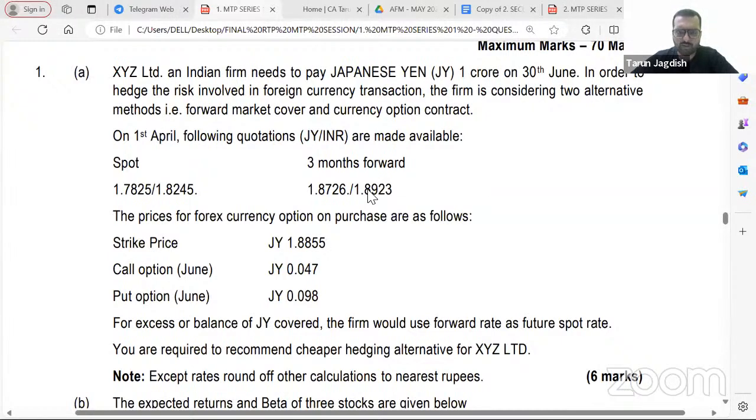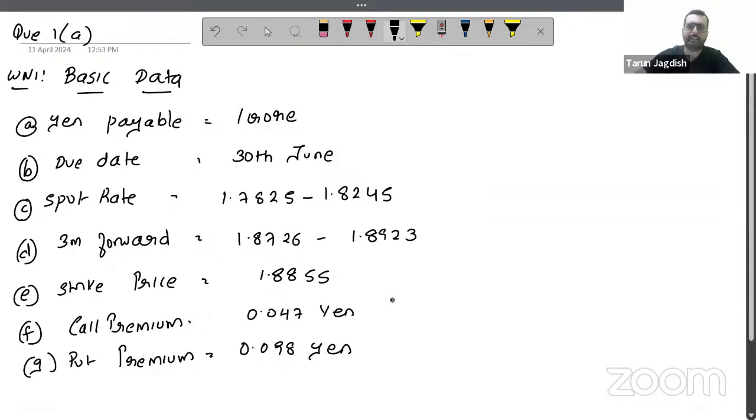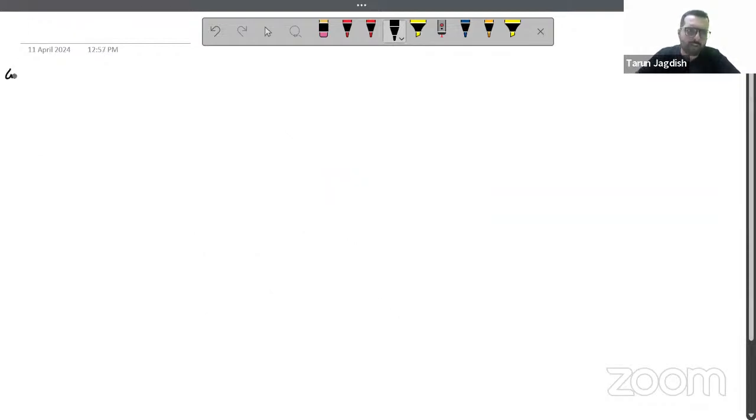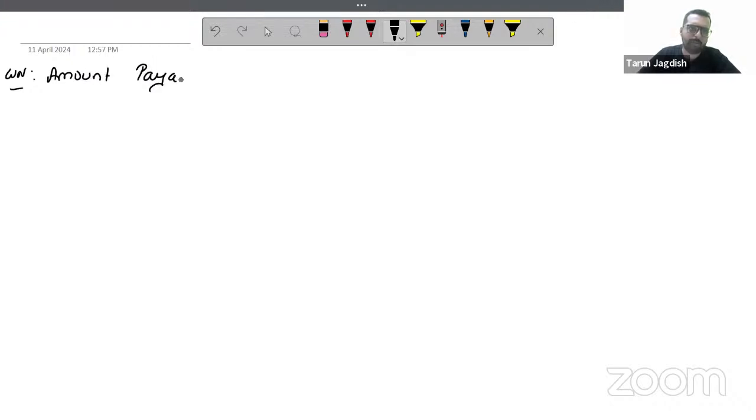All right. So where are we now? Okay, 0.098 yen. Now, once we put that, now we will go and find out first how much is the amount payable under what contract?